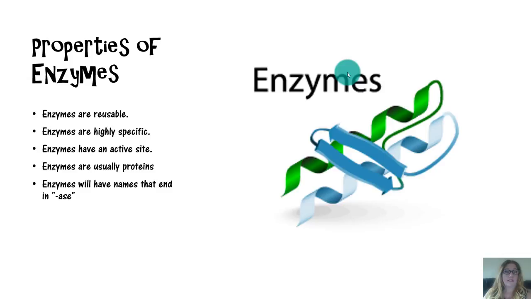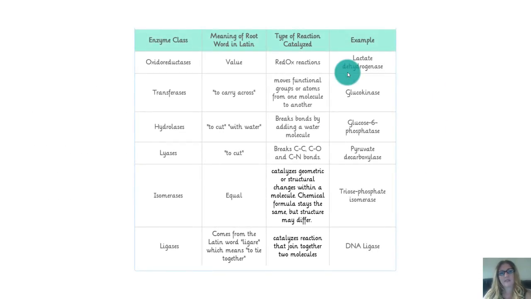So, properties of enzymes. Enzymes are reusable. They are highly specific. They have an active site. They are usually proteins, and you can always recognize an enzyme just by its name because it will end with ASE. So here are some examples of enzyme names. They'll always end with ASE, and the beginning of their name will always have something to do with their function, either what it does or what it acts on.